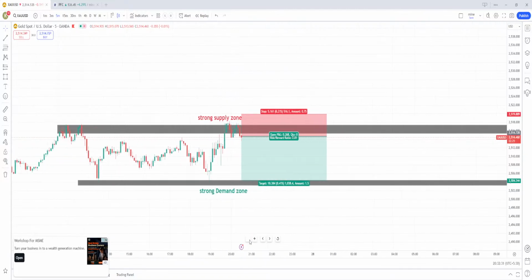So we are going to wait to hit the trade. Now we entered the trade. So we are going to wait to hit.